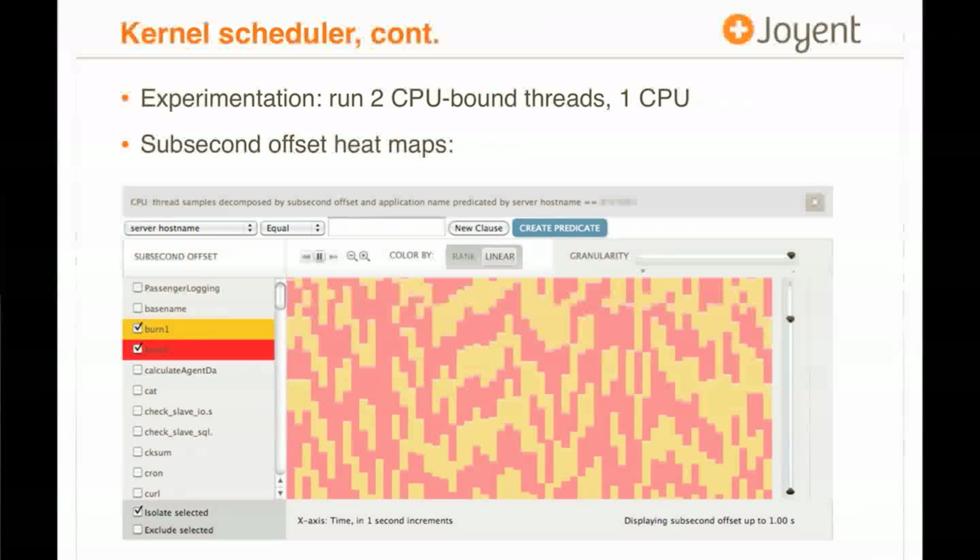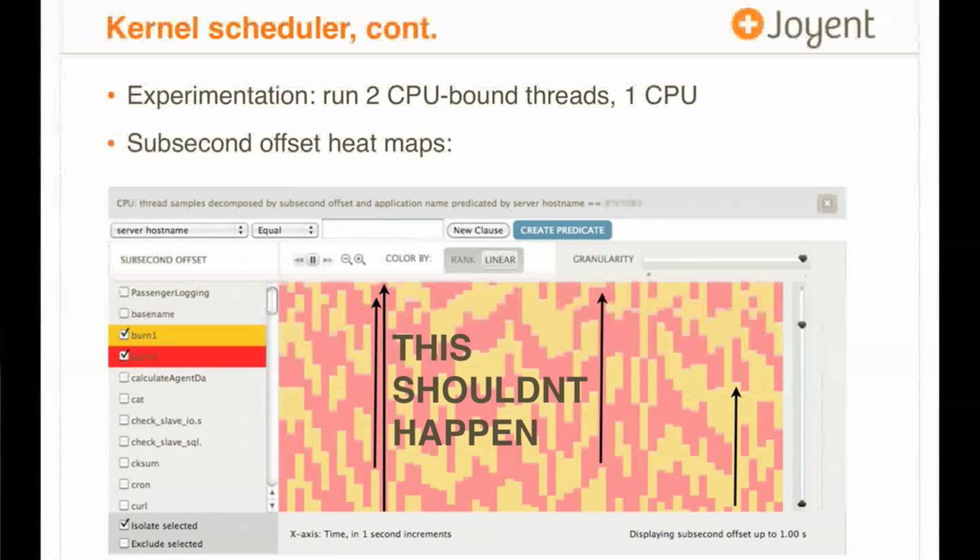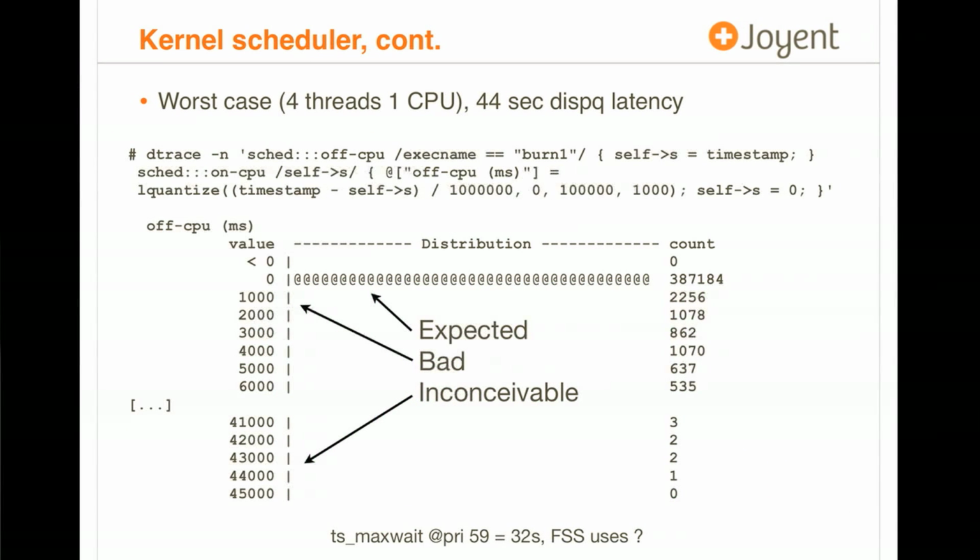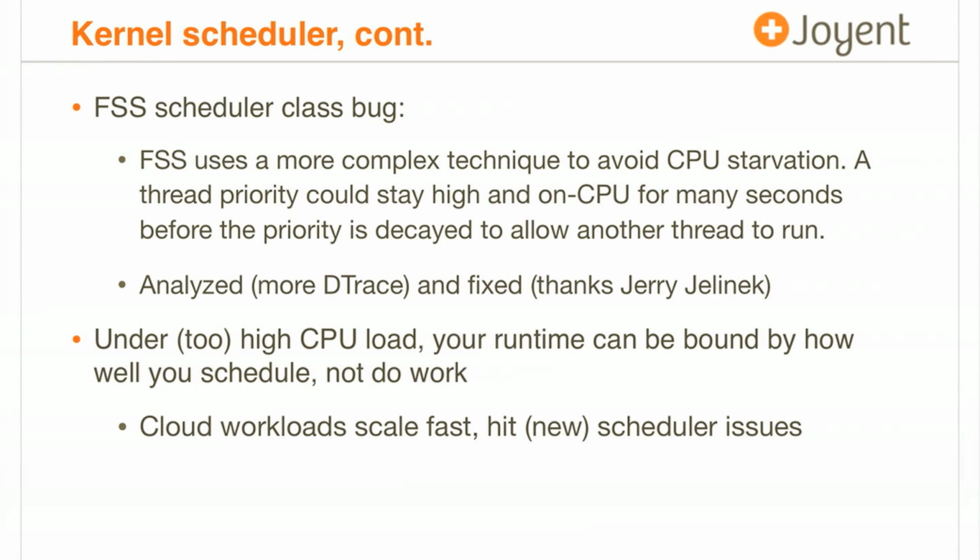Now, one thing we discovered, and I performed an experiment of 2 hot CPU threads, is this: it's a sub-second offset heat map of their runtime. Each row on the y-axis is the offset within a second, and it's painted like a TV raster. What it shows is sometimes the threads would go on. Now, it should look like a checkerboard because there are 2 threads competing for the CPU. But sometimes the thread would go on CPU and stay there for a long time. And that really shouldn't have happened. With some more analysis, the worst case showed that with 4 threads on 1 CPU, you can have 44-second dispatcher queue latency, which is horrific. The CPU starvation should have kicked in by then and prevented it.